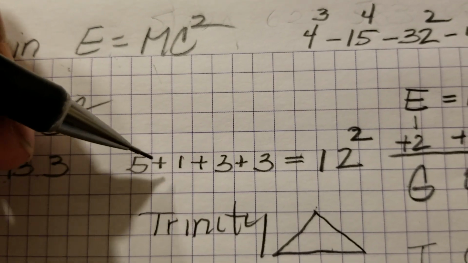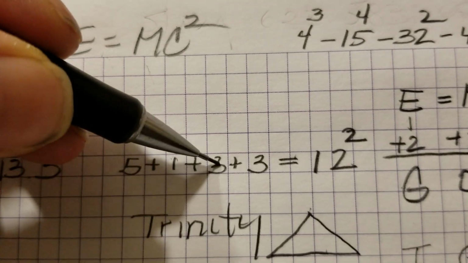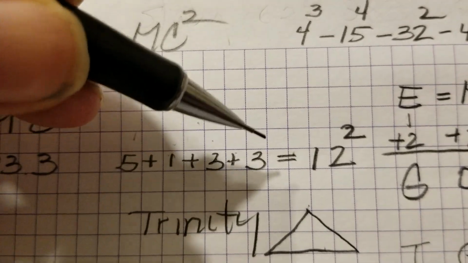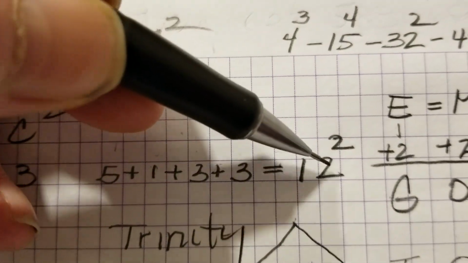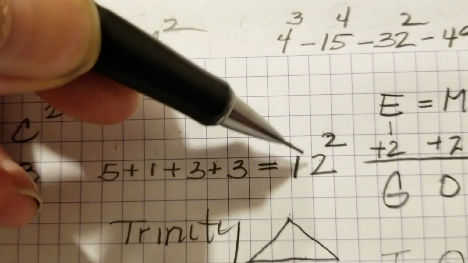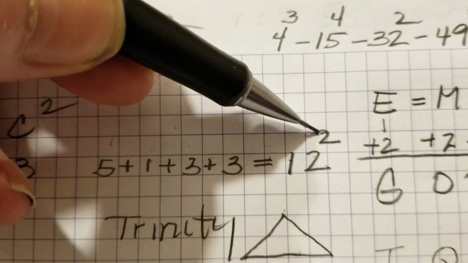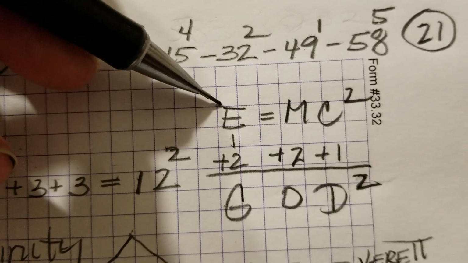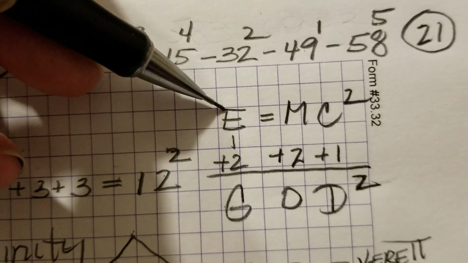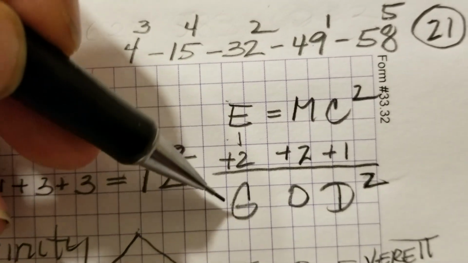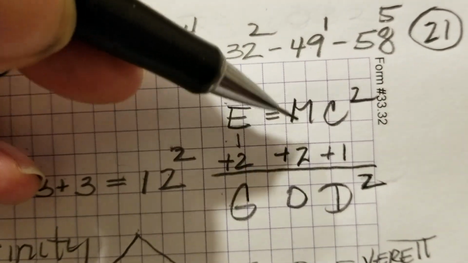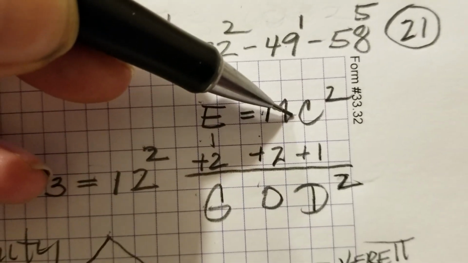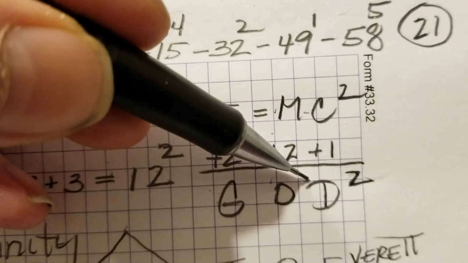Okay, so we're going to take 5 plus 1 plus 3 plus 3. That's the E, 13 is the M, and 3 is the C. That adds up to a 12. Squared, 1, 2, 2. Now, if we take that and apply it to E equals MC squared, you're going to advance E two letters. So E, F, and G. M, N, and O. And C, we're only going to do one placement, and C goes to a D. God squared.